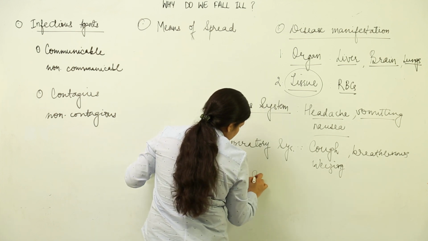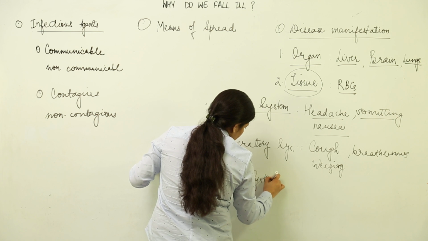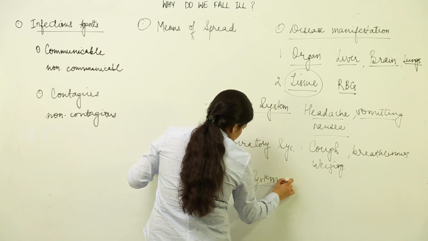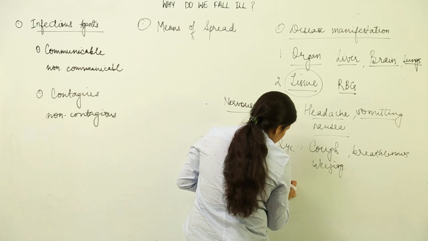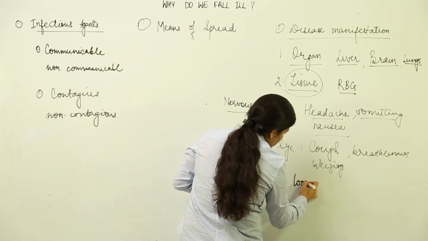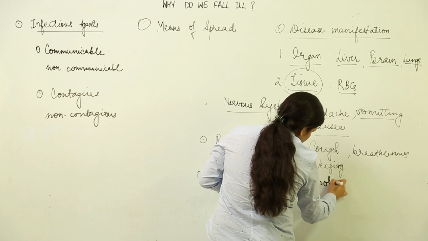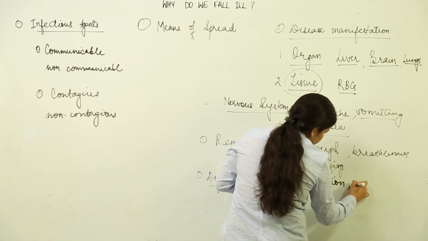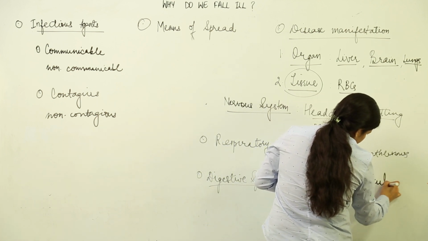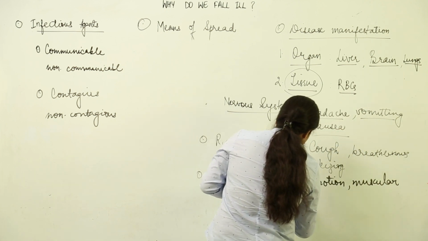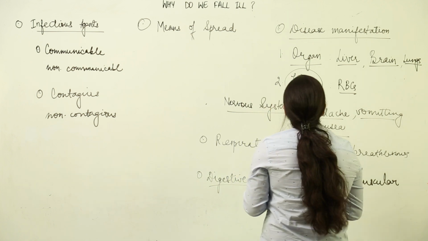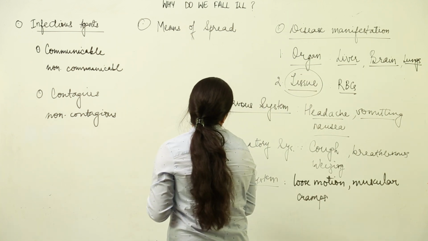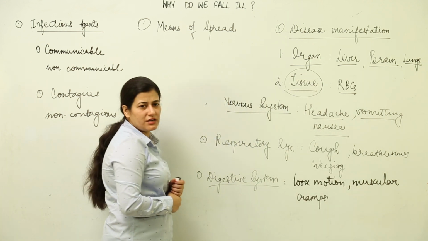In digestive system infections, it is often the liver which gets infected, the organ that is infected. And what would be the symptoms? The symptoms would be loose motions, muscular cramps, etc. So, this is all about the disease manifestation.